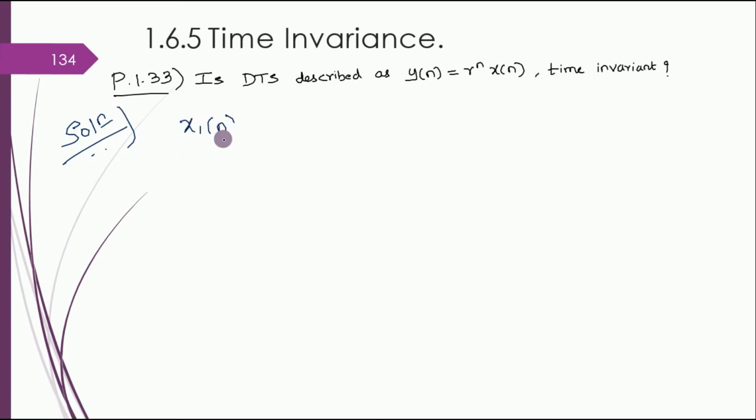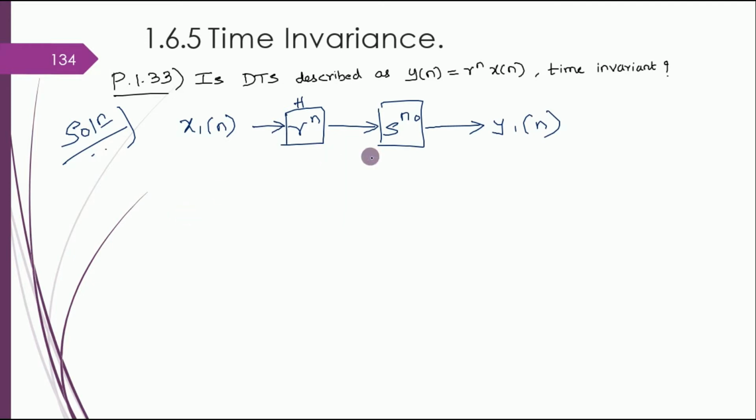This is the input. What is h here? H is r raised to n. Let me call it h. And we will shift it and check. It is not t here, it is discrete time. That's why I am writing n. S raised to n naught. This will result in y1 of n.